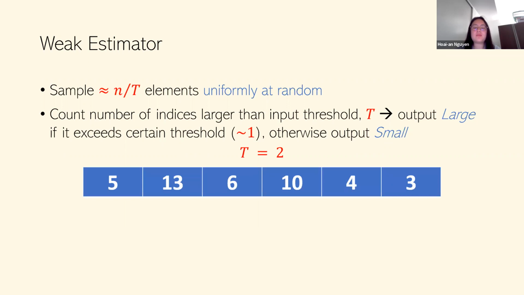Here, the input threshold is t. Let's say that this is the input array, the same one that we used in the example before, and let's say that we sample 13 and 10. We can see that both entries at these indices are larger than the input threshold. And so the weak estimator is going to output large, or basically that it believes that the H index is greater than or equal to 2.